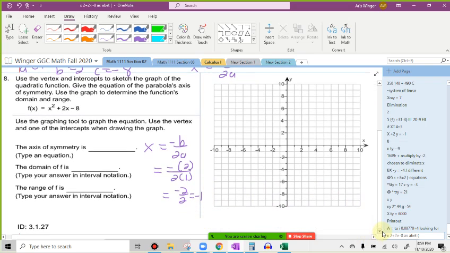We need the vertex as a point, so we need the y coordinate. You find the y coordinate by doing f of negative 1. You plug that into the original function: negative 1 squared plus 2 times negative 1 minus 8. 1 minus 2 minus 8 is negative 9. The vertex is negative 1, negative 9.